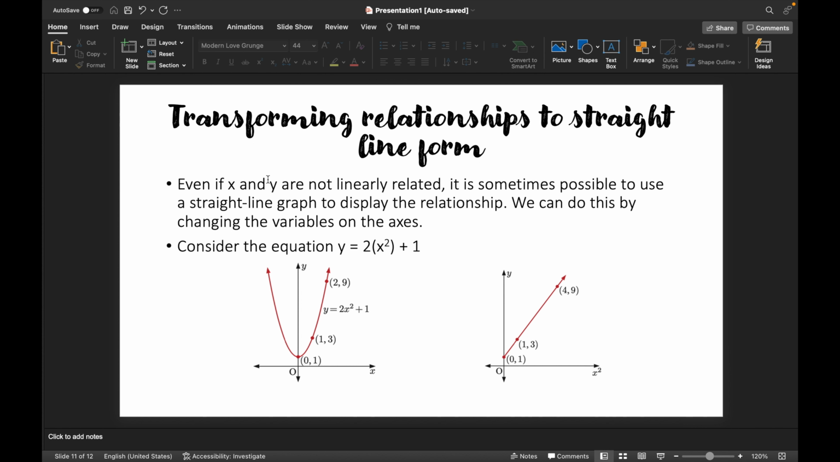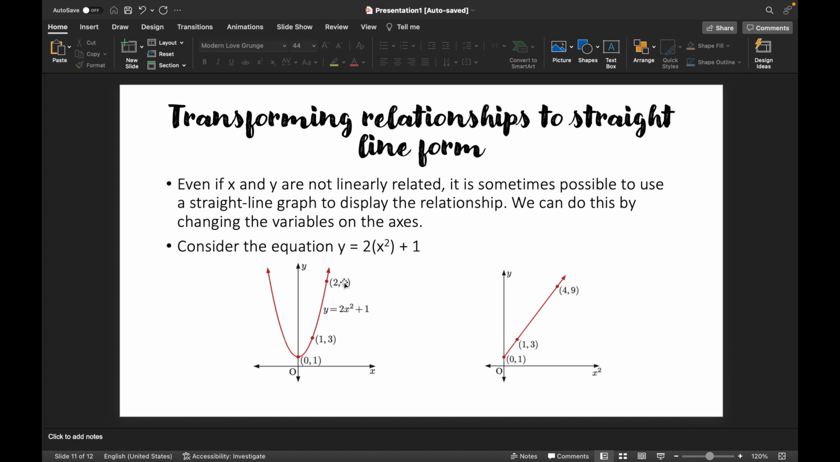Even if x and y are not linearly related, it is sometimes possible to use a straight line graph to display the relationship. We can do this by changing the variables on the axis. Now let's consider the following equation, y equals 2x to the power of 2 plus 1. You know that the graph of this will be this, right? It's an upward opening parabola, and as you can clearly see, it's not linear.